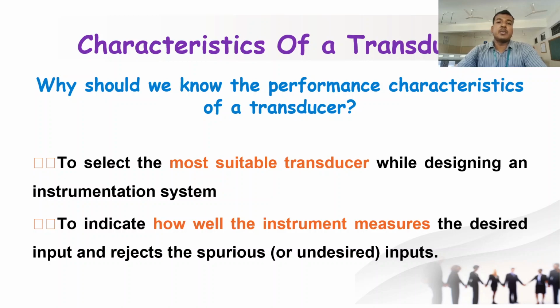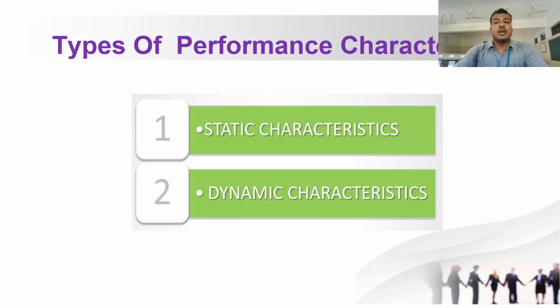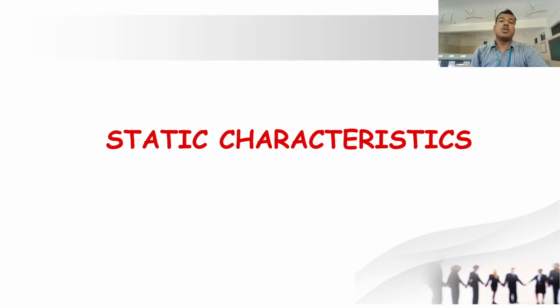For this purpose, we have two performance characteristics. We are going to discuss in this video the static characteristics. Actually, there are two performance characteristics available. One is the static characteristics and another one is the dynamic characteristics. As we all know, static refers to something constant or immovable. Dynamic means it will be changing with respect to time. So, that is what is called dynamic characteristics. First in this video we will be discussing the static characteristics of a transducer.